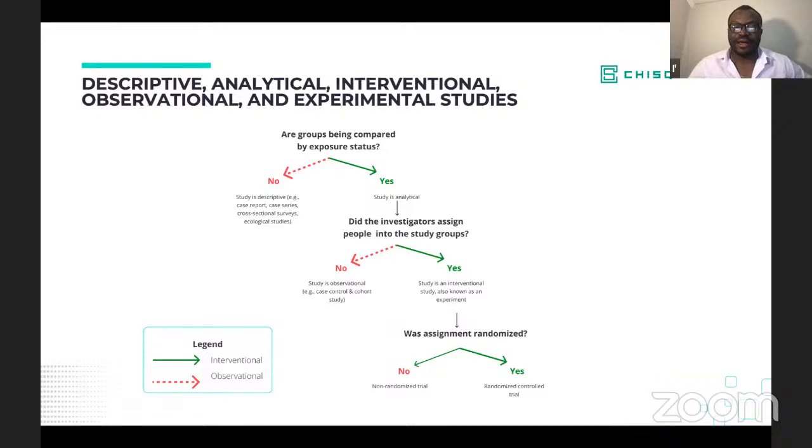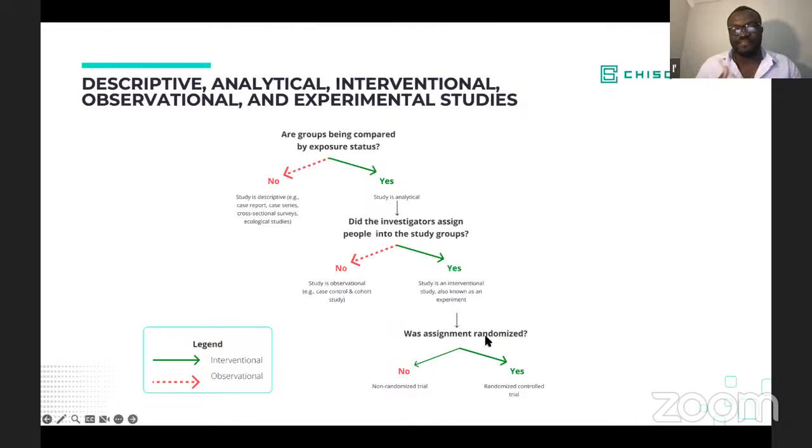On the other hand, if the investigator is the one that assigned treatment, we call this interventional. And interventional because, as the name implies, you are intervening. You are not just observing. You actually came in and stepped in and said, hey, I am actually going to intervene and assign you to this group and assign you to that group. So interventional studies are also called experiments. So an experiment is an interventional study and vice versa.